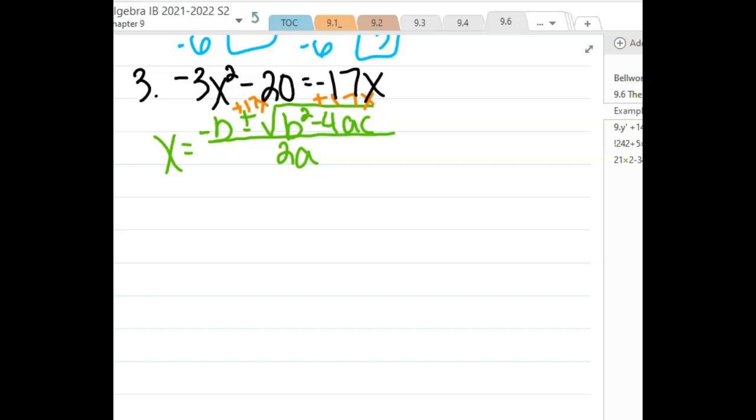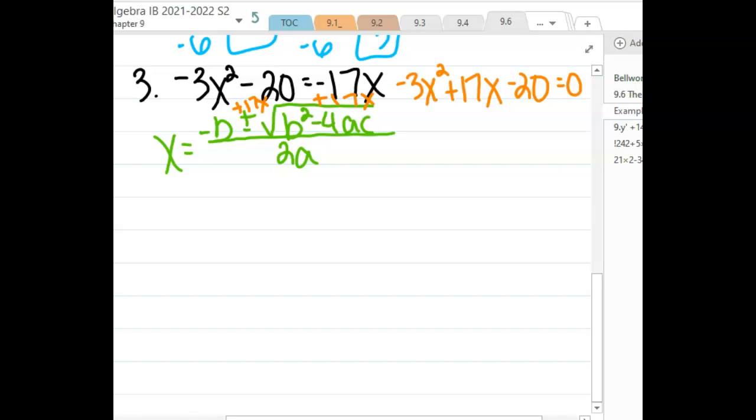Now, when you're moving things from one side to the other, very important, and we talked about this a little bit with factoring, you need to make sure your terms are in order, which means that negative 3x squared has to come first. After the x squared needs to be the x term. It has to be that plus 17x. Then you're going to put your constant, which is that minus 20. Now it equals 0. That's going to be one of the things that's a little different today, is we're not always going to be set equal to 0.